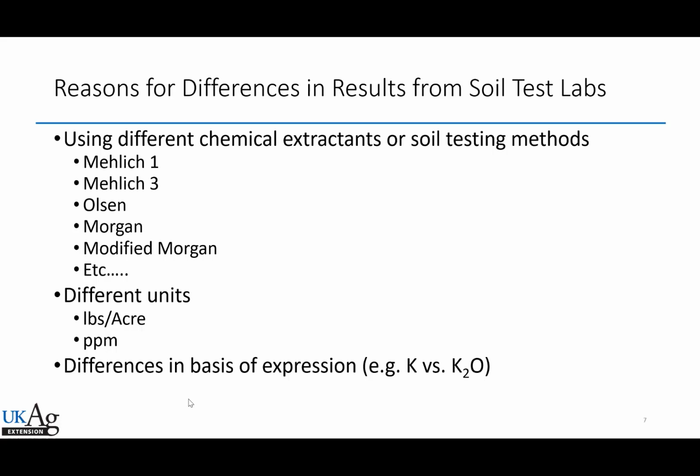So even if you send your sample to 2 labs and they both use Mehlich 3, you may get different numbers because one, like the University of Kentucky lab, reports in pounds per acre of nutrient, and another lab might report those results in parts per million or milligrams per kilogram, where there's even labs that don't give a unit, they just give a fertility index value. And so those numbers would be very different. Also, basis of expression. For example, at University of Kentucky, our soil test report gives pounds per acre of K, not pounds per acre of K2O, that oxide equivalent.